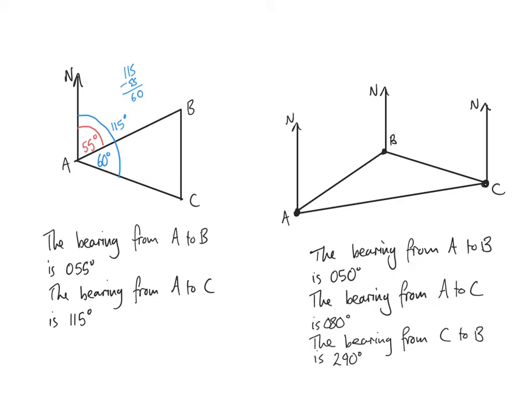So what we're interested in is how can we find these angles here inside the triangle. So what we need to do is take the information here and just start applying it to the problem, and then using some calculations to help us. So the bearing from A to B is 050. So let's mark that off.